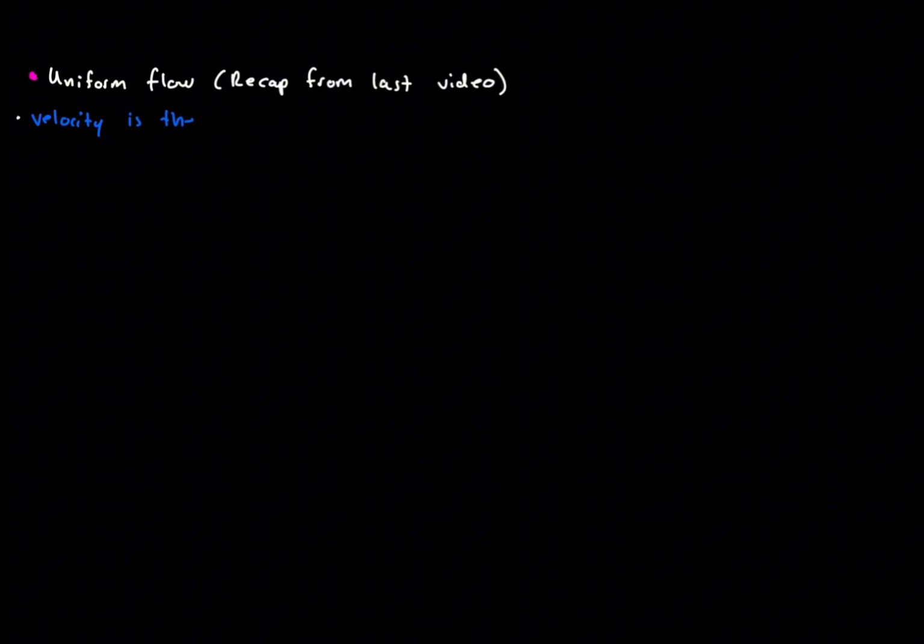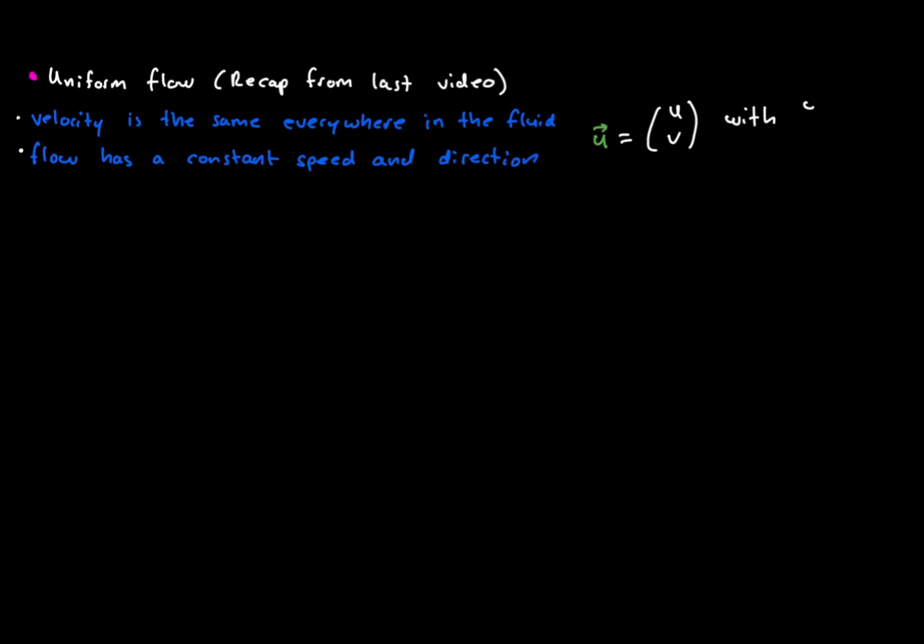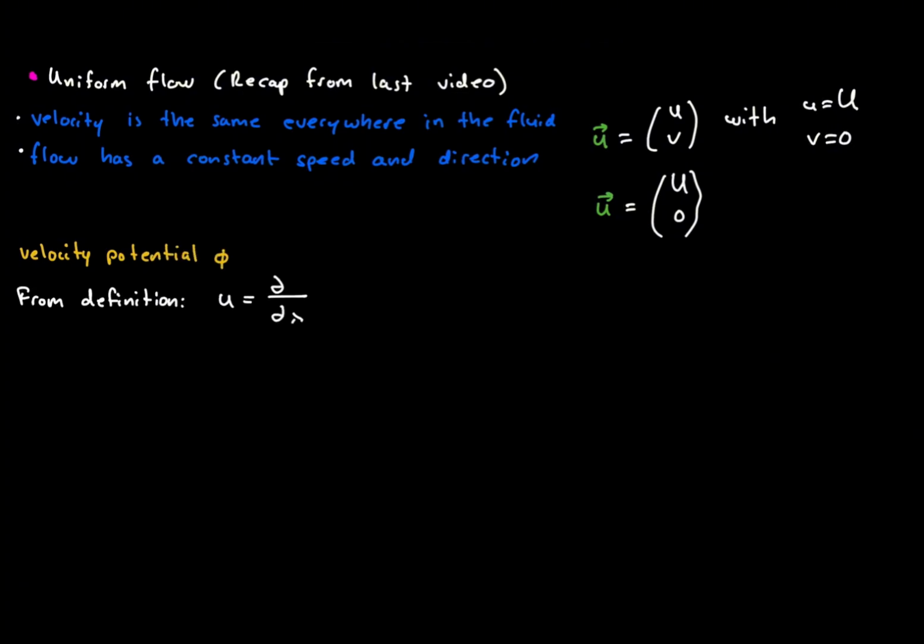We start with the simplest one, uniform flow. In a uniform flow, the velocity is constant everywhere. The fluid moves with constant speed U in the x direction. So u equals U and v equals 0. From the definition of the velocity potential, u equals the derivative of phi with respect to x. So the derivative of phi with respect to x is U. Integrating gives phi equals U times x.